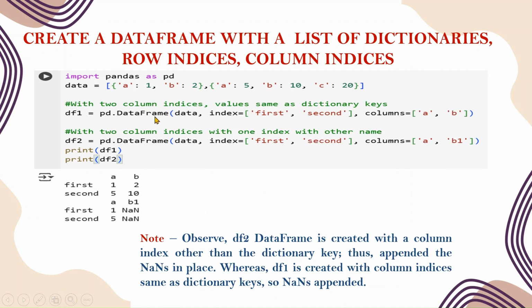You have ABC only. Thus it appended the NaNs in place. Whereas df1 is created with column indices the same as the dictionary keys, so no NaNs. If you can see here, in this particular box there are no NaNs because AB is there, and you get the output. But here with B1 we are trying to create a column that is not matching, so only those particular values are appended as not a number. That you need to understand.